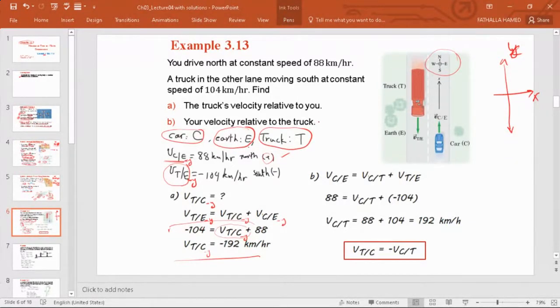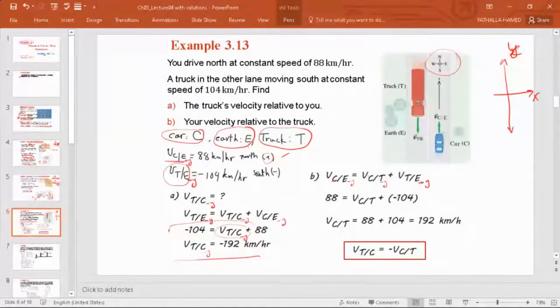Now, if we now look at the second part, it says your velocity relative to the truck. So now you're concentrating on the car. And what we're going to say now, we're going to say that the velocity of the car relative to the Earth, and I'm going to put here y, meaning along the y direction, which is only the y component of the velocity along this direction, is going to equal the velocity of the car relative to the truck plus the velocity of the truck relative to the Earth. The Earth here is stationary to you, but the car and the truck are basically moving relative to this, but you're measuring from a different frame, and now it is the frame of the truck.